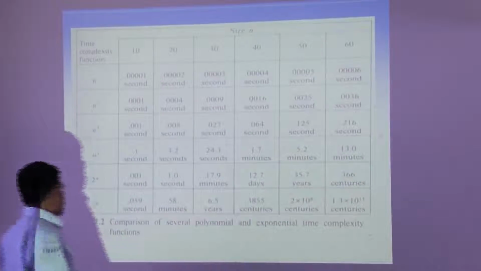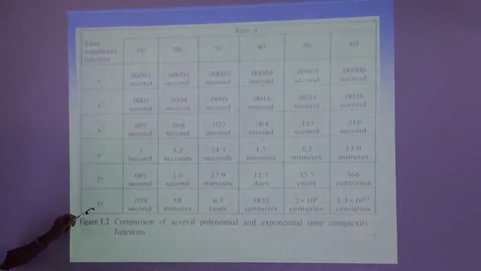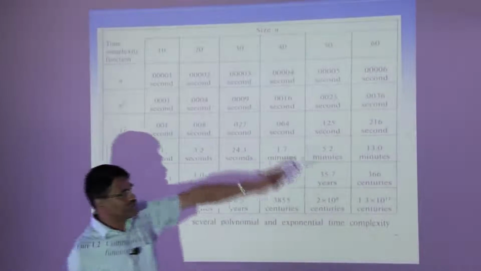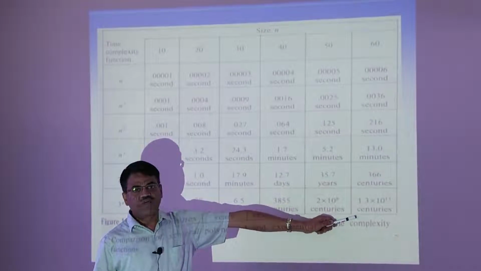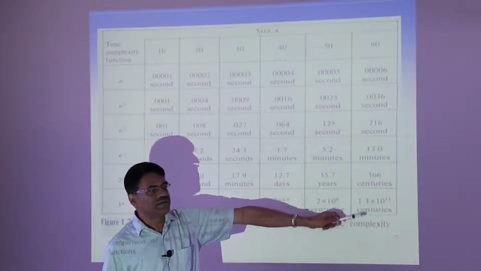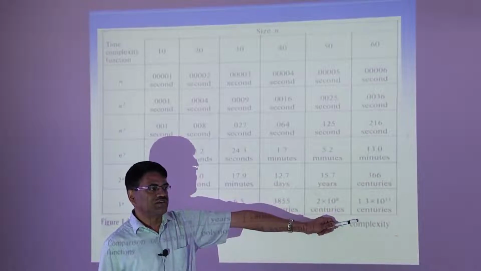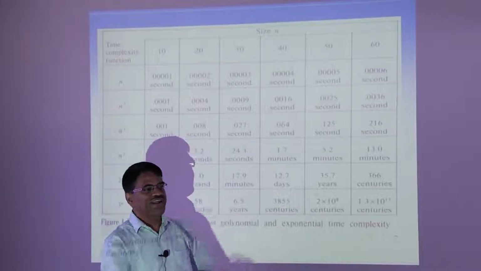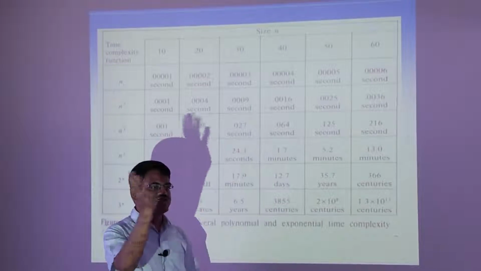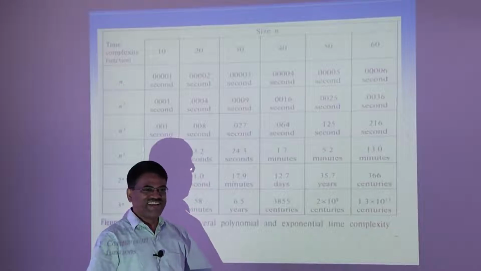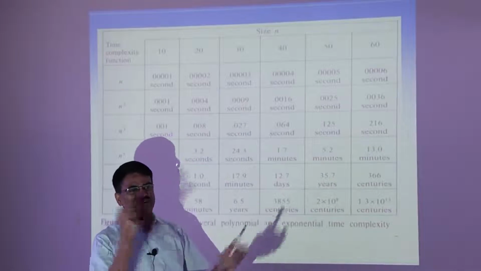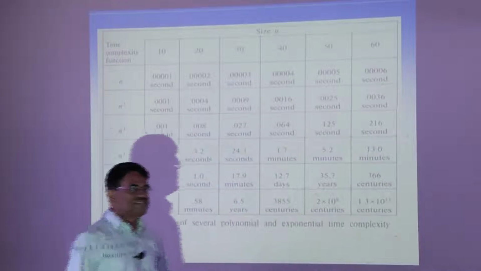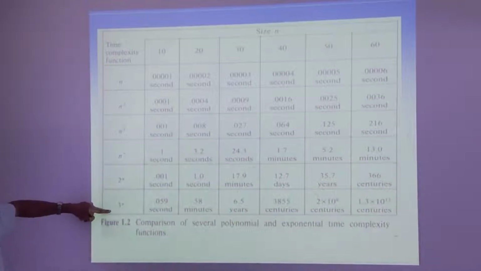But if you have an algorithm which takes 3 power n time, and you run it on a problem with n equal to 60, that's going to take you 1.3 times 10 power 13 centuries. Today's computers are faster, so it's not 10 power 13, maybe 10 power 11 centuries. It doesn't matter, really. 1.3 times 10 power 11 centuries to solve a problem of size 60 with your 3 power n algorithm.